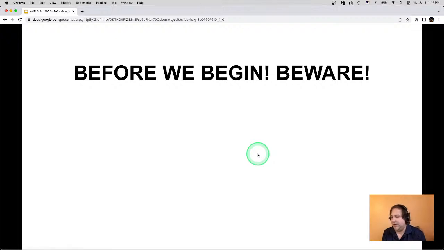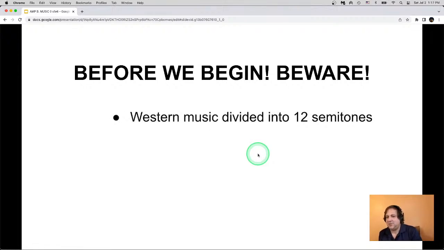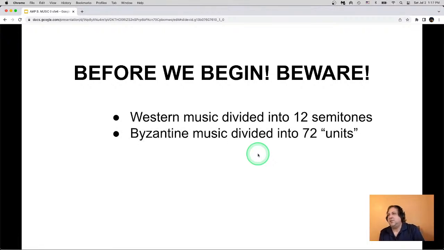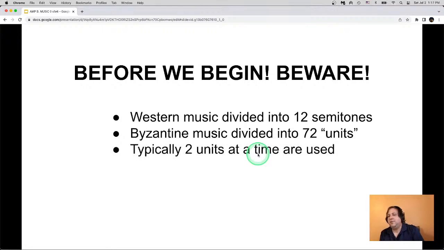Now, we're going to get into soft tuning, all right? But beware, because Western music, as we know, is divided into 12 semitones. If you go from C up to the other C on a piano, you're going to hit 12 notes in between. That's the smallest notes that exist in Western music, typically. Byzantine music is divided into 72 units. I know. Great. But, luckily for you, usually it's only 2 units at a time.